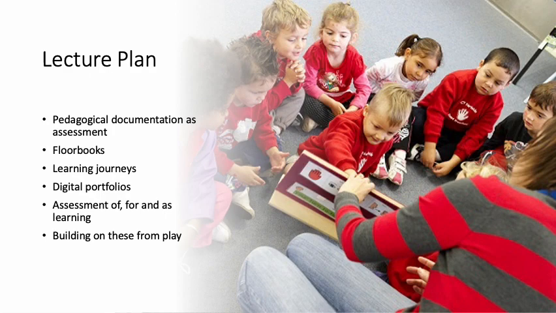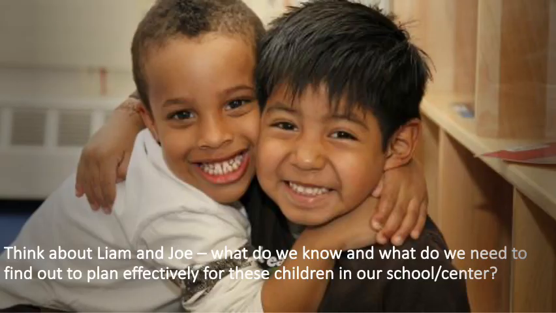So what I want you to do while we're thinking about all of these is, if we take two little children that we may have in our centre or our school, what do we know about them and what do we need to do in order to really plan effectively for these children? So this is Liam and Joe, and as you can see, they're best mates, hugging one another. So what we want to do is to make sure that we can create the best learning environment for them, together with setting up the right activities to enhance their learning in some way.